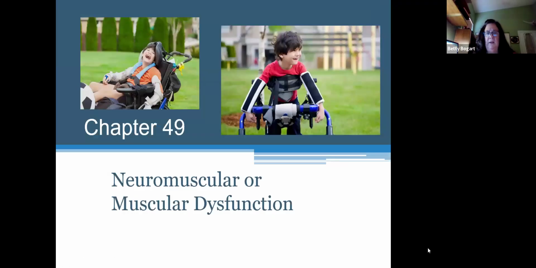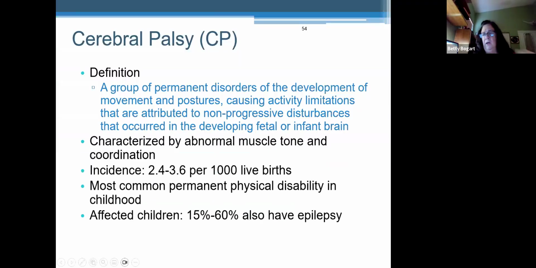All right, let's go into neuromuscular or musculoskeletal, and here's some more. Well, neuromuscular is the first thing you think of. You think of cerebral palsy. What is cerebral palsy? It's a permanent disorder, and it has to do with movements and postures. They have extremely abnormal muscle tone and coordination, and it goes from mild to severe. You have some cerebral palsy children that can walk with maybe a little bit of shuffle, maybe just a cane, all the way to the point of being in a wheelchair.